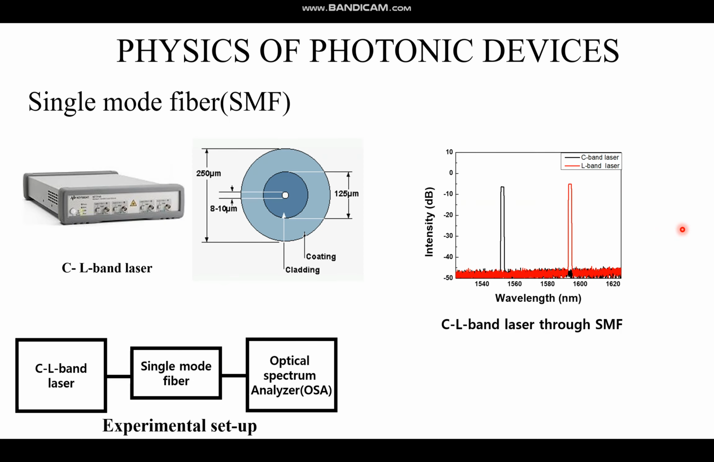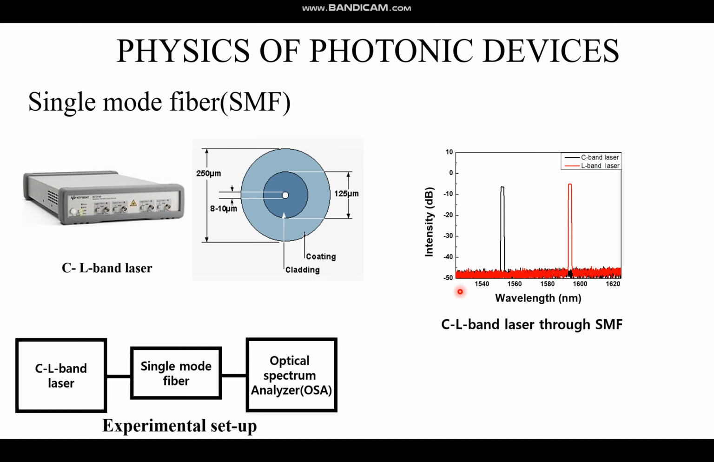And I will discuss a more practical example using our laboratory. I use the C and L band lasers, as you can see, like this. And this is the SMF, the single mode fiber structure. Here is the core and the cladding, and this is the plastic jacket, the coating. The experimental setup is the C band and L band lasers, and this laser signal propagates through single mode fiber, and last we detect it with the equipment called the optical spectrum analyzer.